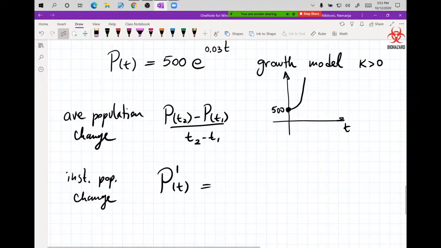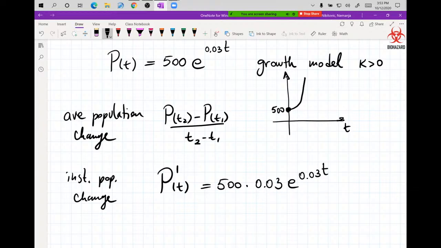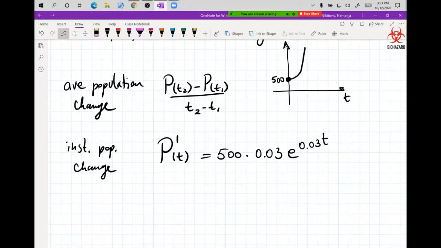And that one is simply 500 times 0.03 e to the 0.03t, and then you multiply this to get the population: 5 times 3 is 15 e to the 0.03t. These two zeros will be knocked off by the decimal, and you're just left with 5 times 3. You don't need a calculator for something like that. So now I have my population model, which measures the instantaneous change in population.